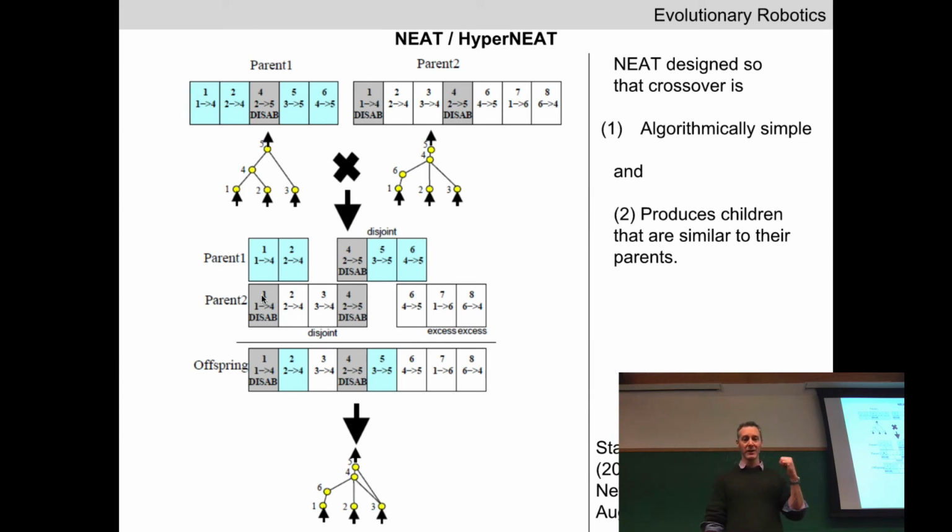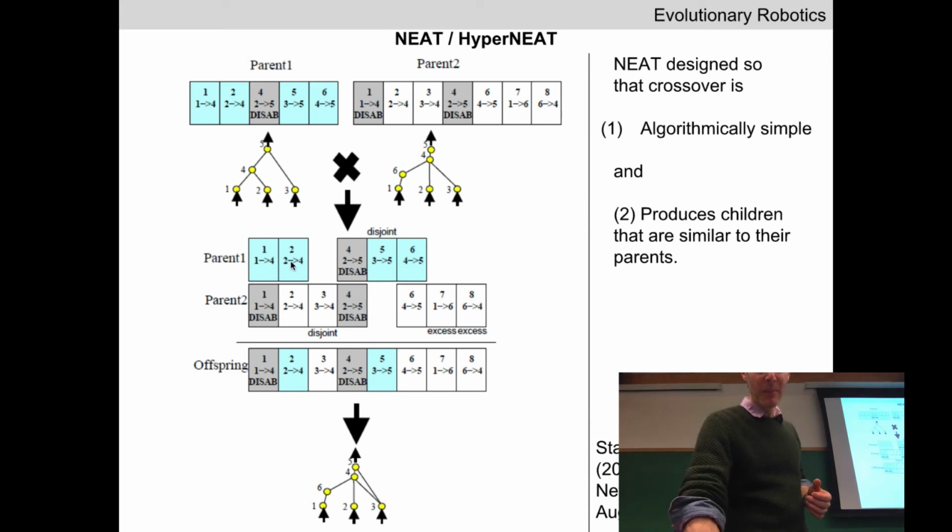parents. In parent 1, it's enabled. In parent 2, it's disabled. But we know synapse 1 was derived from the same common ancestor. So synapse 1, if you were to look at the actual weight of it, probably pretty close. Similar, but not completely different.